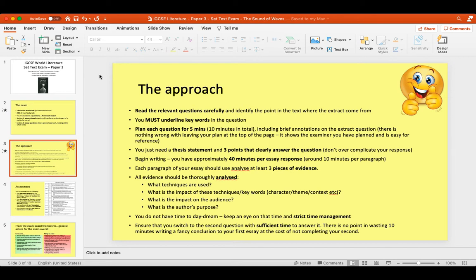And also you look at the author's purpose. What is it that Sophocles is trying to do here? And you need to think about the audience and the author's purpose in every analytical paragraph.